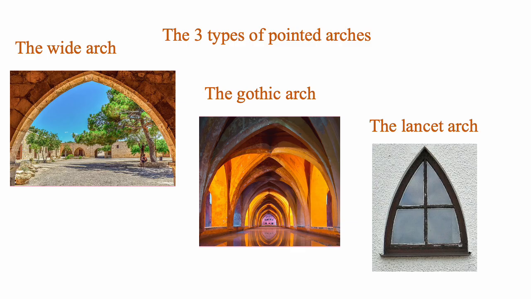I'm going to discuss three types of pointed arches: the wide arch, the Gothic arch, and the Lancet arch. And they're all made of circles, but the difference is that as we go from the wide arch to the Lancet arch, the circles get further apart.